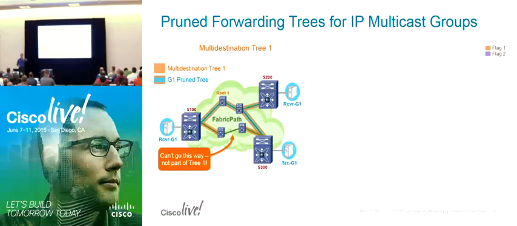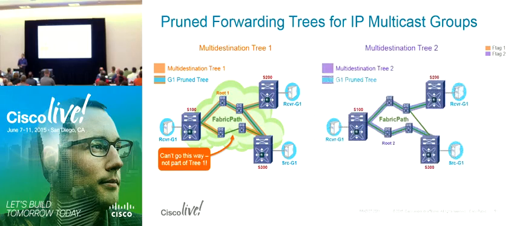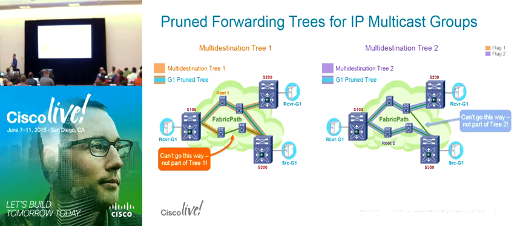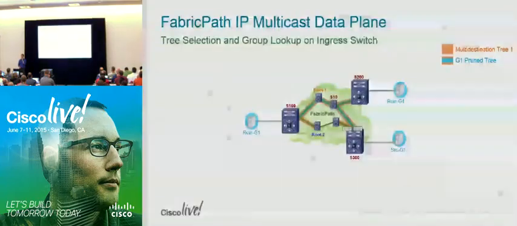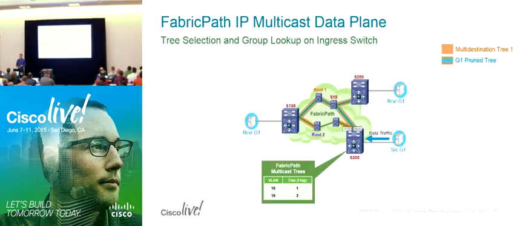So we will overlay the pruned tree on top of our tree 1, and we will do the same thing with tree 2. We will take our pruned tree for a particular multicast group and overlay it on top of our tree 2. Now, for a given multicast group, G1, I have two pruned trees that I can use. So this is how we improve the efficiency of multicast forwarding within the fabric. Here you see that on ingress into switch 300, I have a source now sending traffic to group 1. And on ingress, I will perform a lookup.